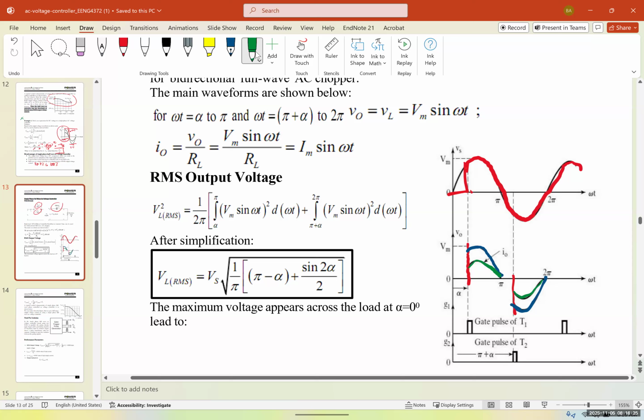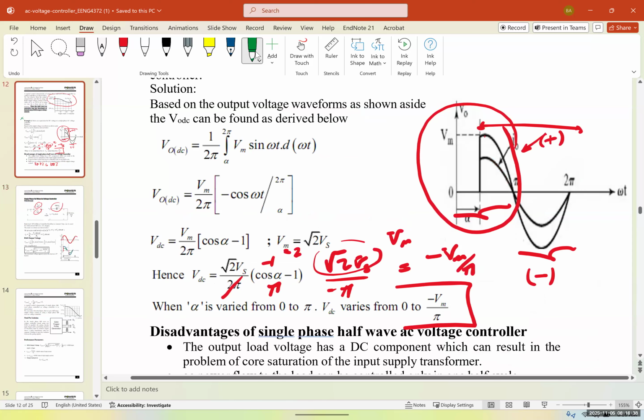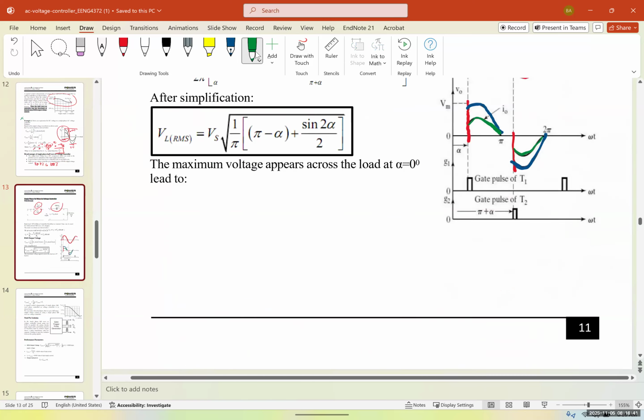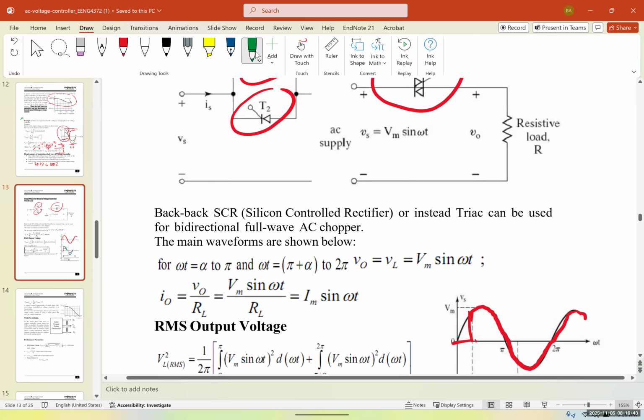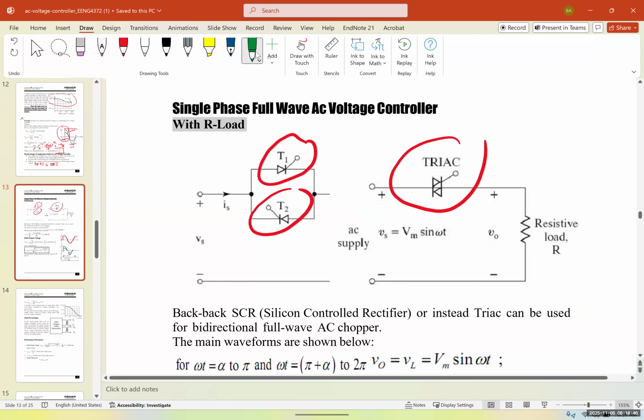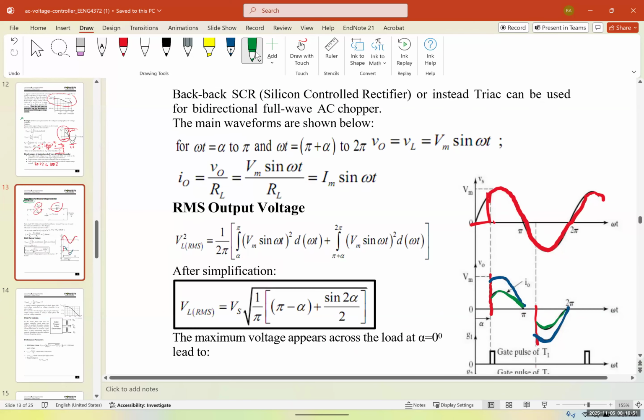As you can see, we have control on both the positive cycle and the negative cycle. And we would assume that here we only have a resistive load, by the way. This is with a resistive load only. And when we have a resistive load, we won't have any shift in the phases between the voltage and current. So they have the same phase, they are synchronized.